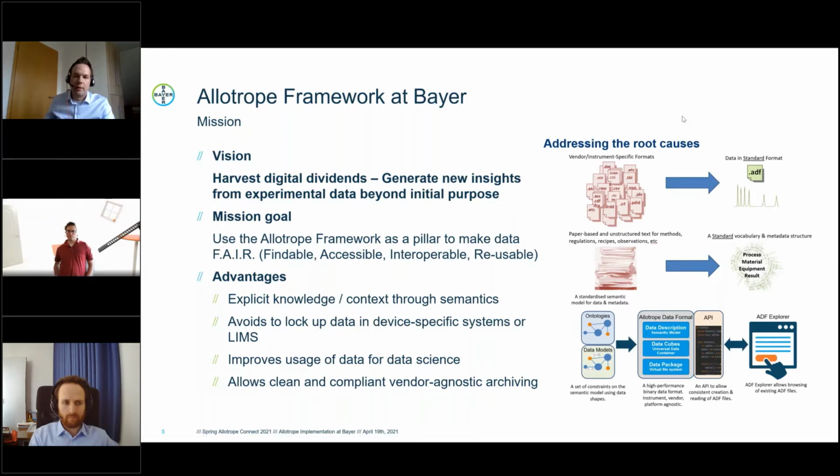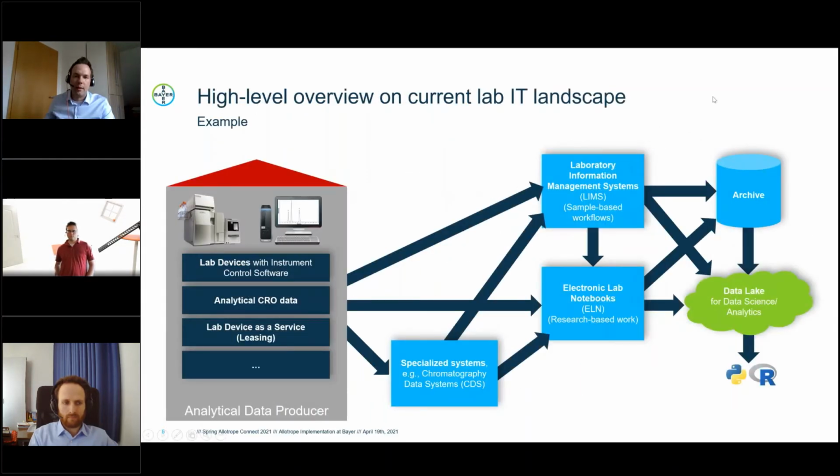But how do we reach this? How will it influence the landscape? For this, I'd like to first show you the typical current IT landscape in a lab environment. What you can see here on the left-hand side is the side of data production. You have lab devices with instrument control software. Maybe you have partnering companies, analytical or clinical research organizations that produce data. And maybe sometimes you also use data that is generated on devices you do not own, which you have leased, and which are exchanged every few years.